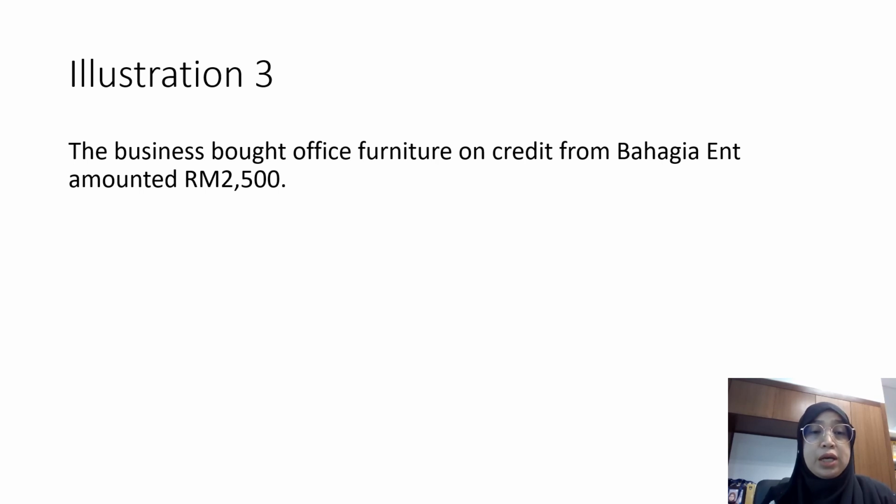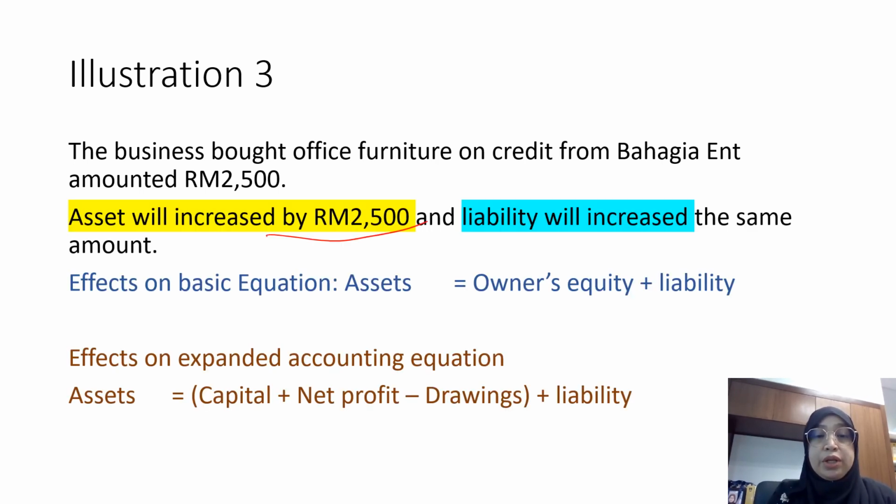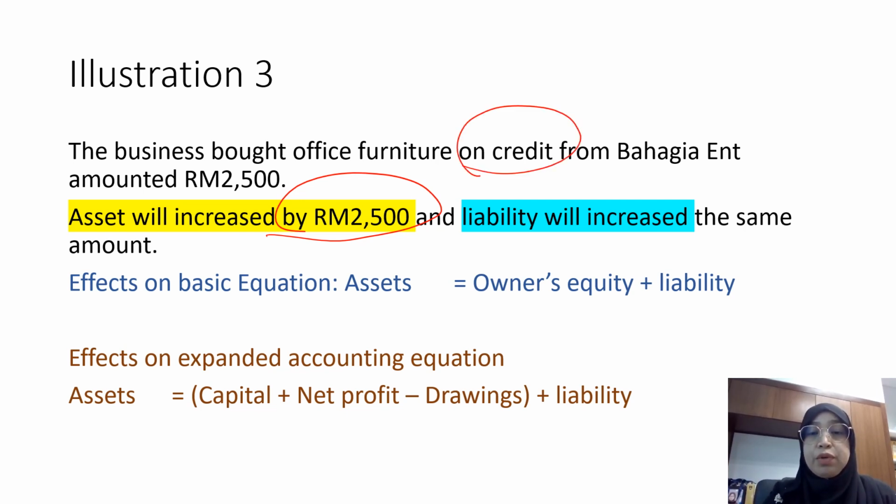Okay, now let's look at illustration 3. The business bought office furniture on credit from Bahagia Enterprise, amounting to 2,500. So what's the effect on our basic accounting equation? Here assets will increase by 2,500 since we bought furniture on credit. Therefore, our liabilities will also increase by the same amount. Liabilities also increased by 2,500. That means our debit and credit sides, or left and right sides, still balance.